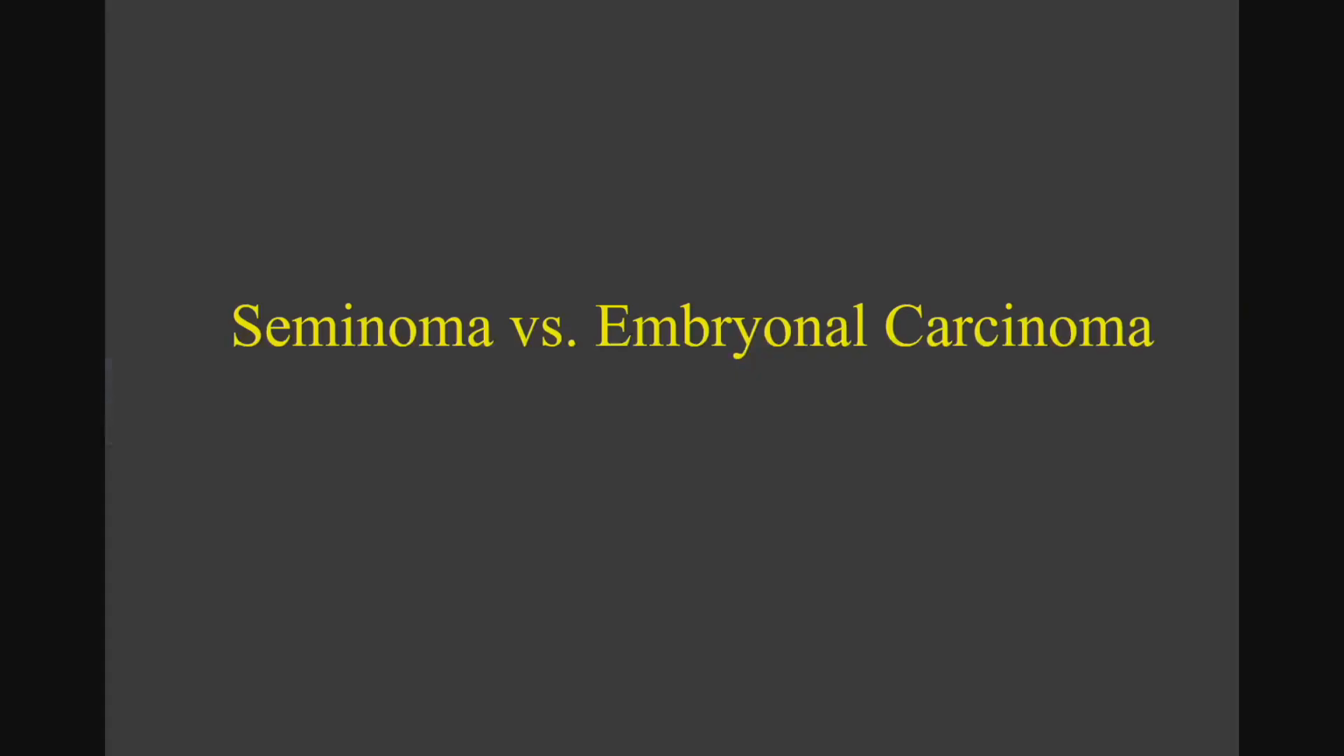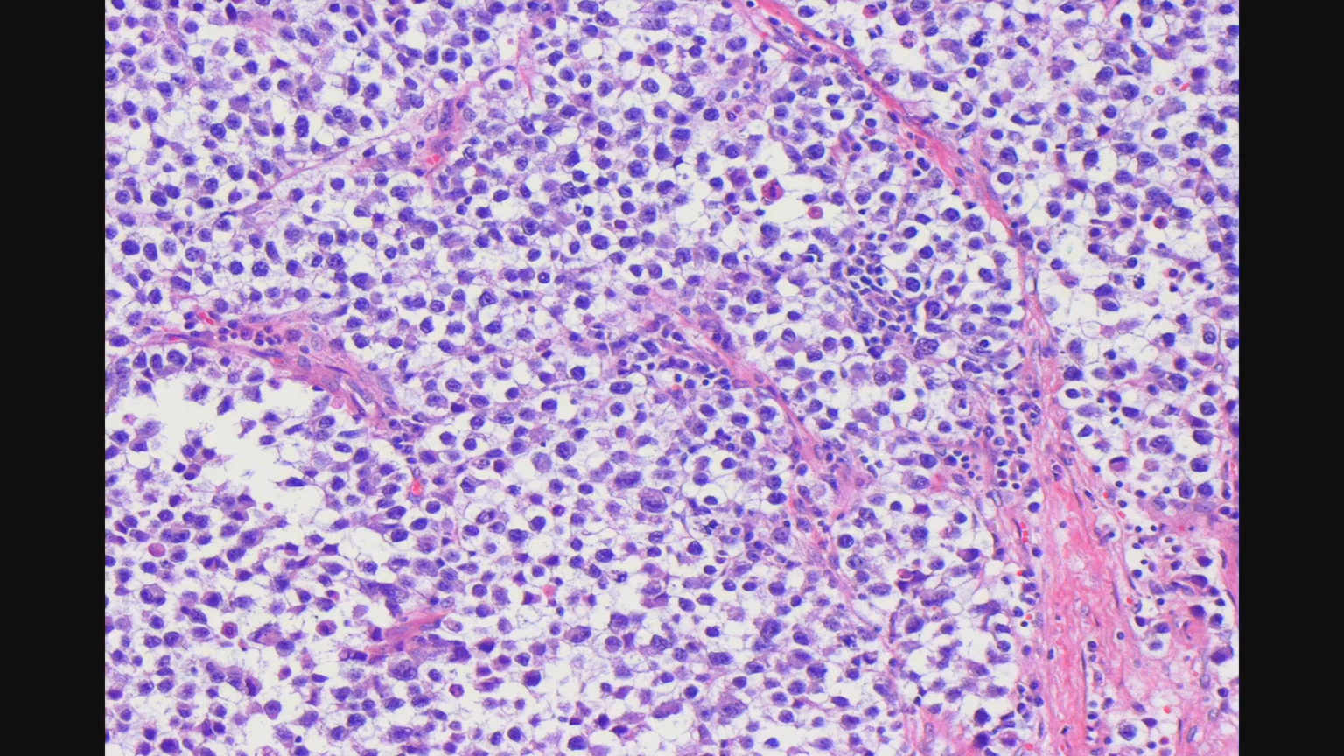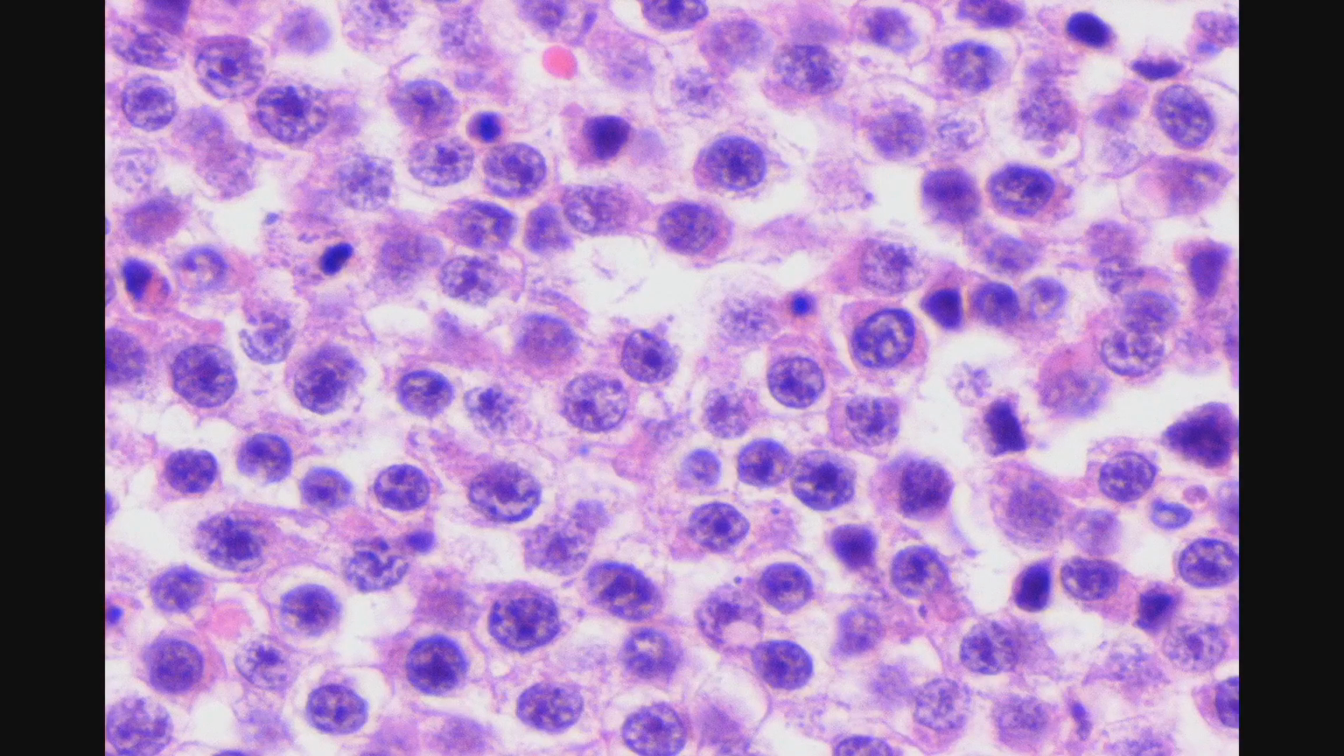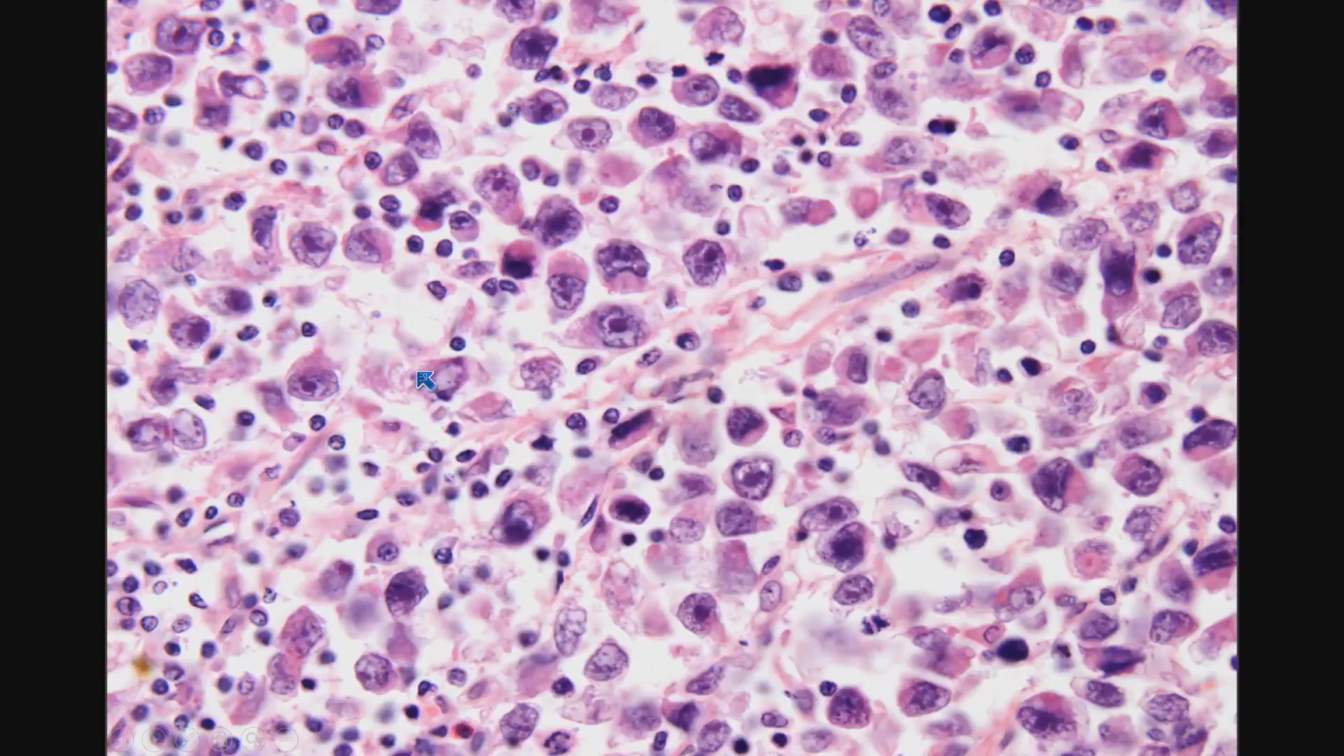So one critical differential in testis is seminoma versus embryonal carcinoma. They're treated differently in terms of their therapy, so it's critical to make that distinction. So classic seminoma, your cells are loosely cohesive, cleared cytoplasm, you see a sprinkling of lymphocytes, nice prominent nucleoli. Higher power, again, fairly uniform cells, cleared out cytoplasm. Sometimes nuclei can have kind of a squared off edge to them as well.